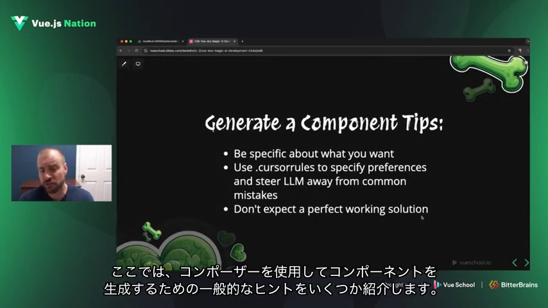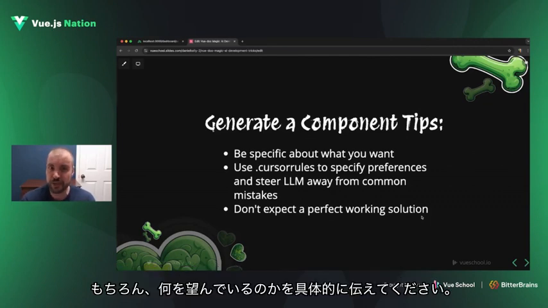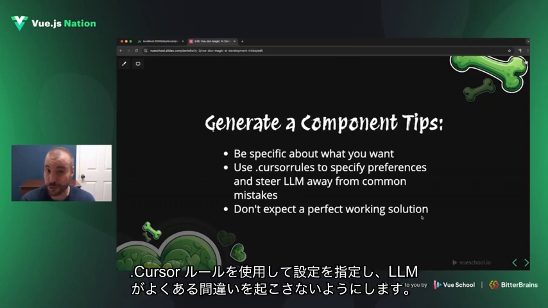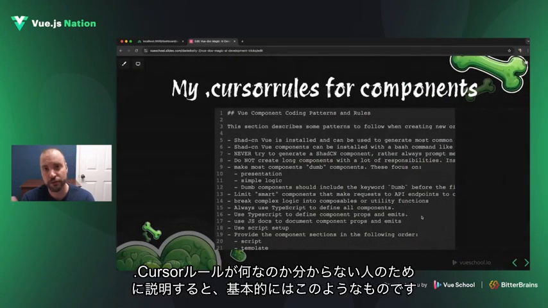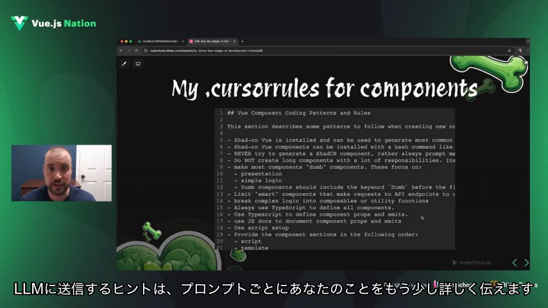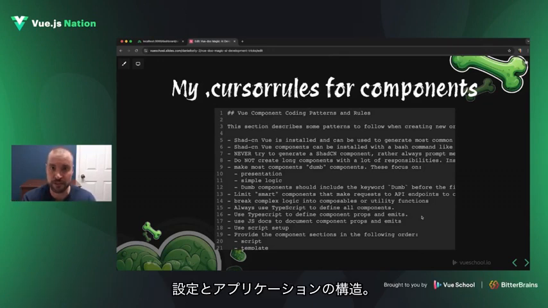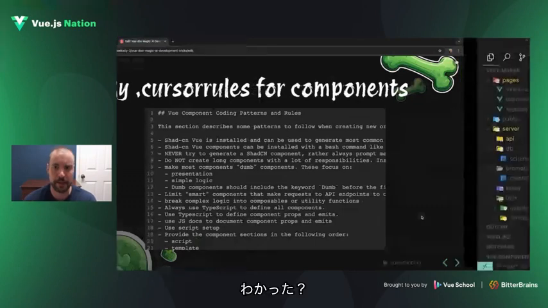Okay, so some general tips for generating components with the composer. Of course, be specific about what you want. Use .cursor rules to specify preferences and steer the LLM away from common mistakes. Don't expect a perfect working solution out of the box. Okay? For those of you who don't know what .cursor rules is, it's basically just this kind of hint to send along to the LLM with every prompt that tells it a little bit more about your preferences and the structure of your application.